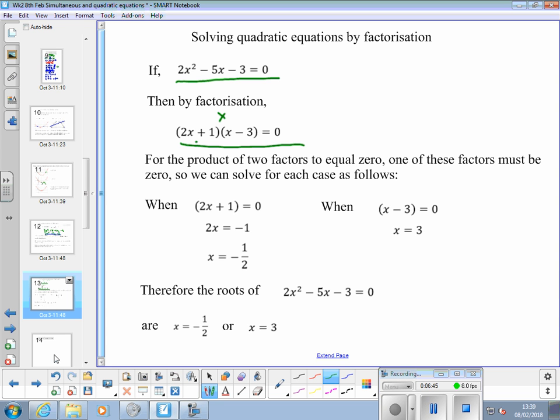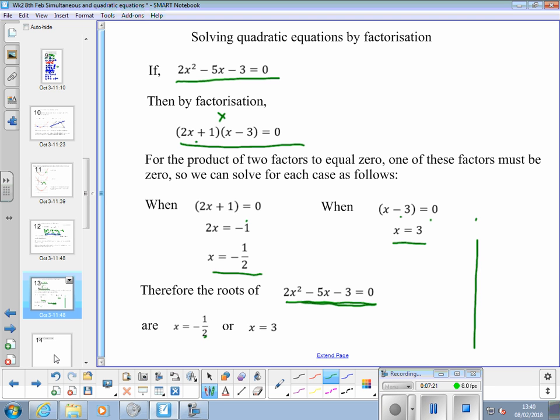So, what we can do is say, first of all, when 2x plus 1 is equal to 0, then we get 2x is equal to minus 1, x is equal to minus a half. So that's one of the roots. And then when x minus 3 is equal to 0, we can say x is equal to 3. Therefore, the two roots of that equation are x is minus a half or x is 3.